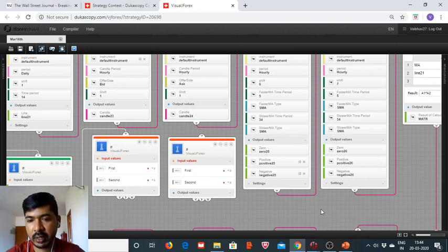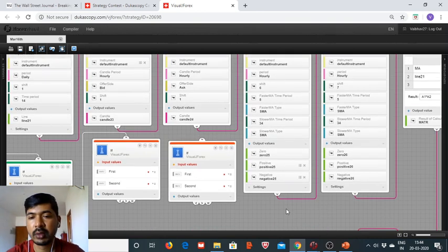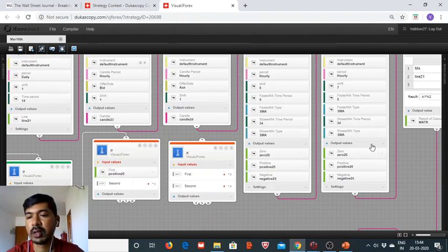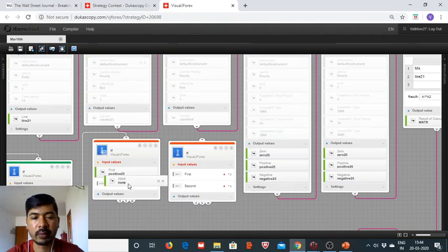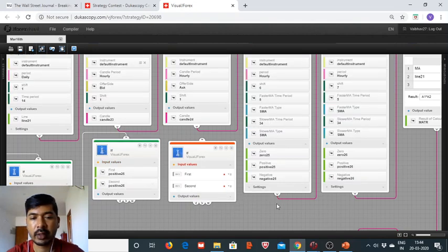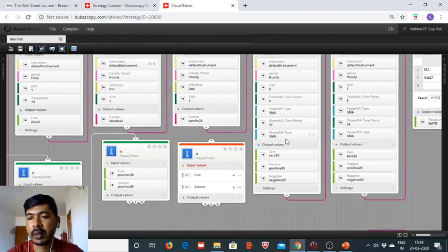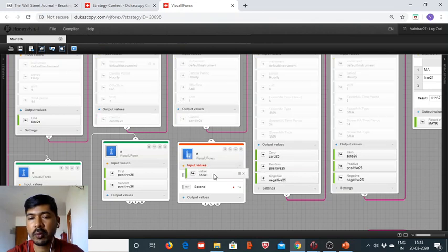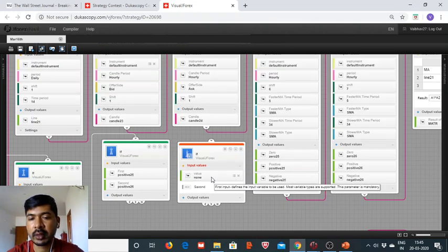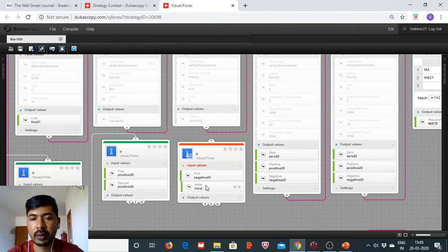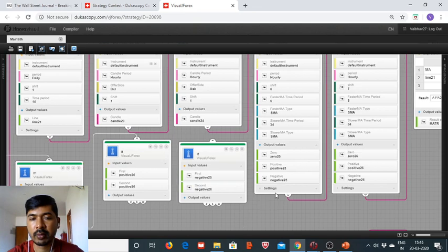One is that the positive value 6 hours back should have been less than the positive value 7 hours back, and another condition will be that the negative value 6 hours back should have been greater than the negative value 7 hours back.